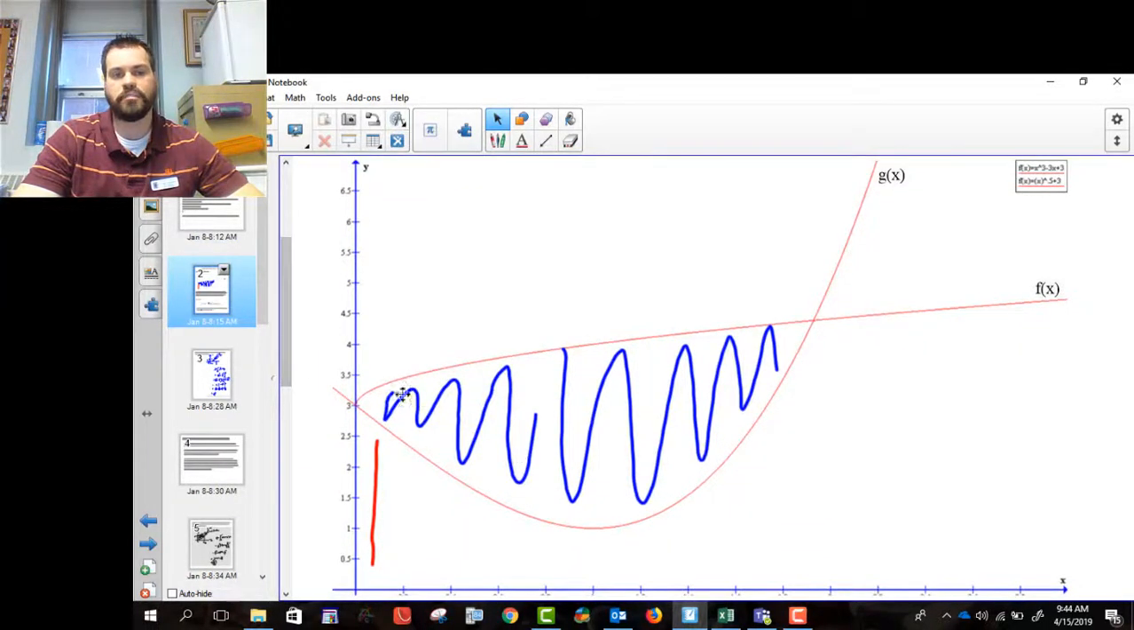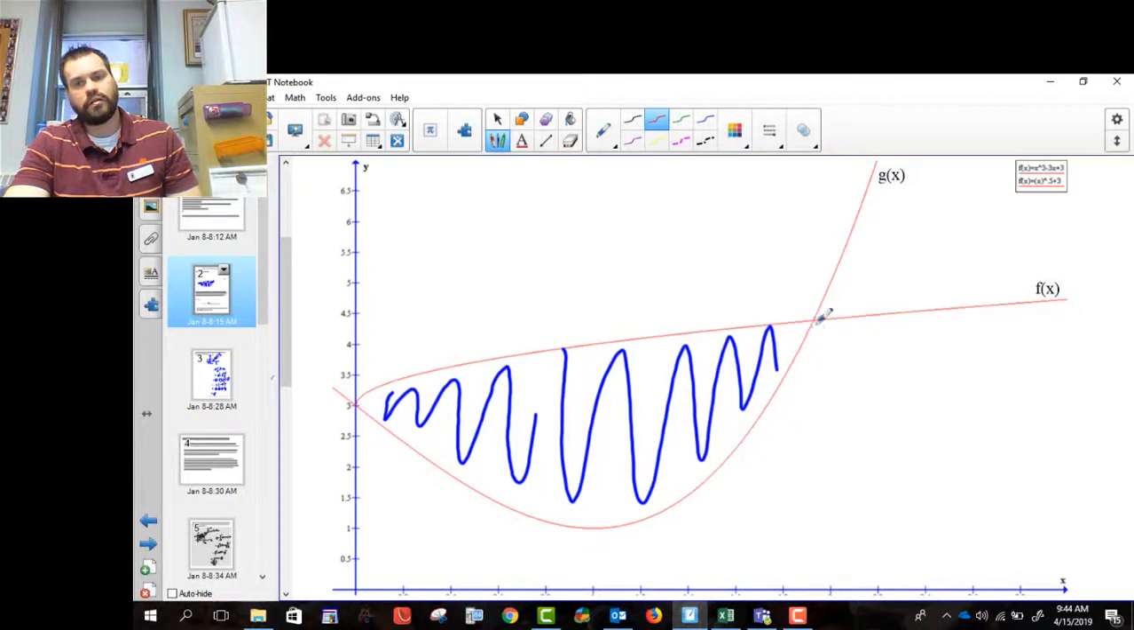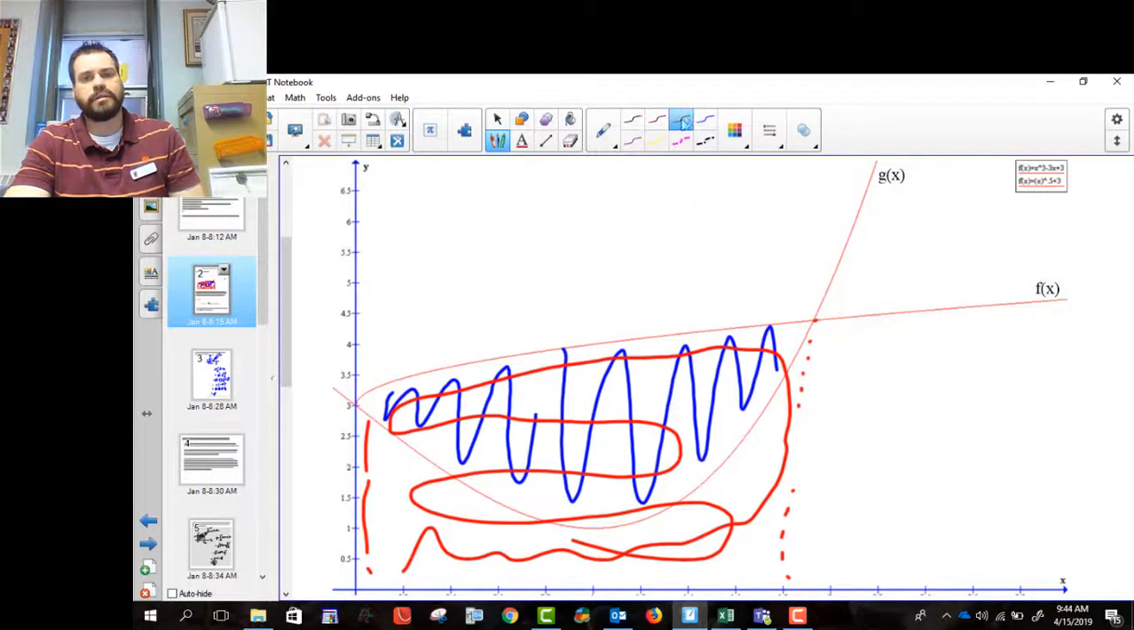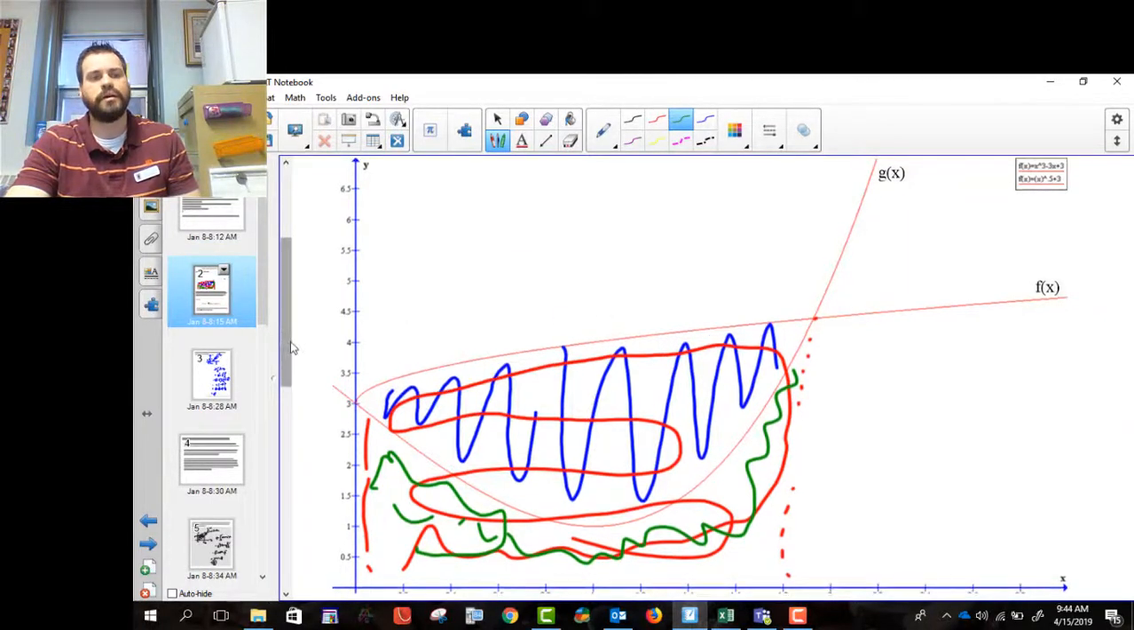You can see that there's a space in between them that I've colored in blue. That's the area that I want. And so the question is, how do I find that area? The process involved is a fairly obvious one, I think. If I find all of this area, which is the area under f of x, and then I take away this area, which is the area under g, I should end up with the blue area. Visually you can see that makes sense.